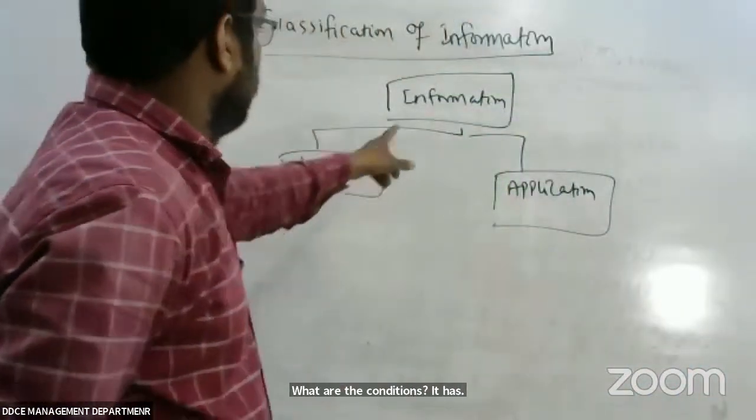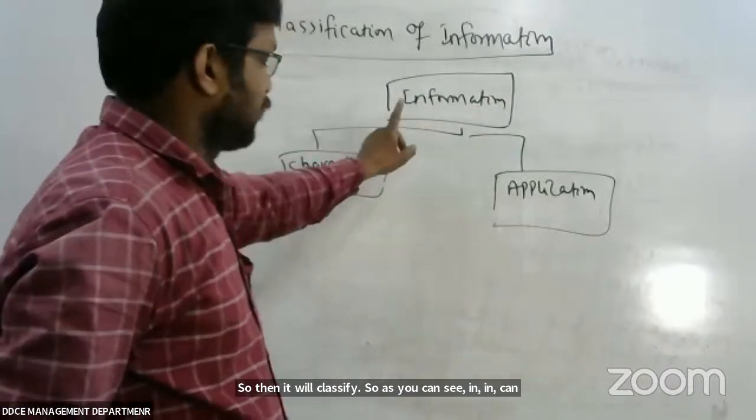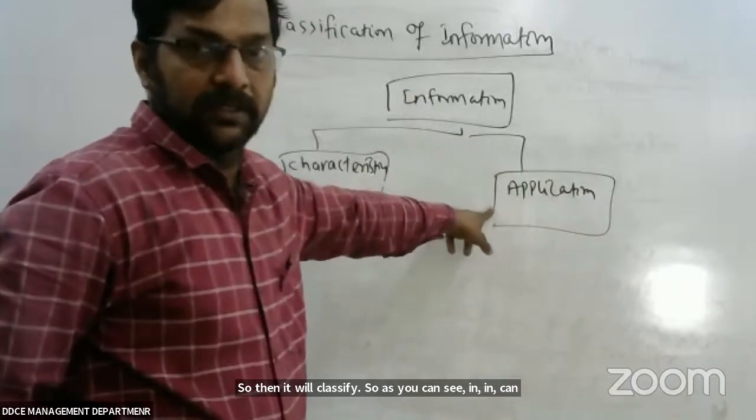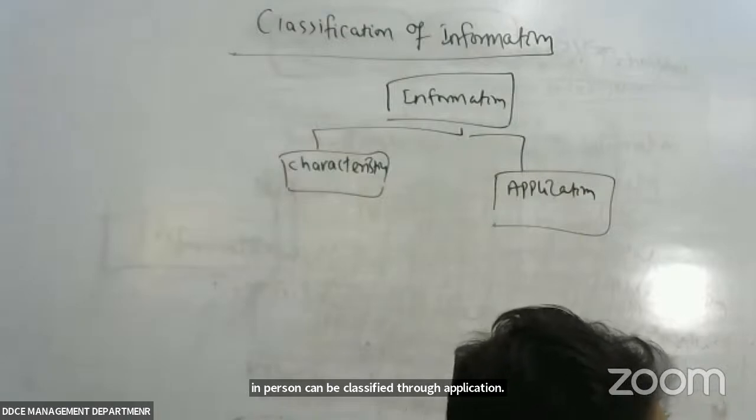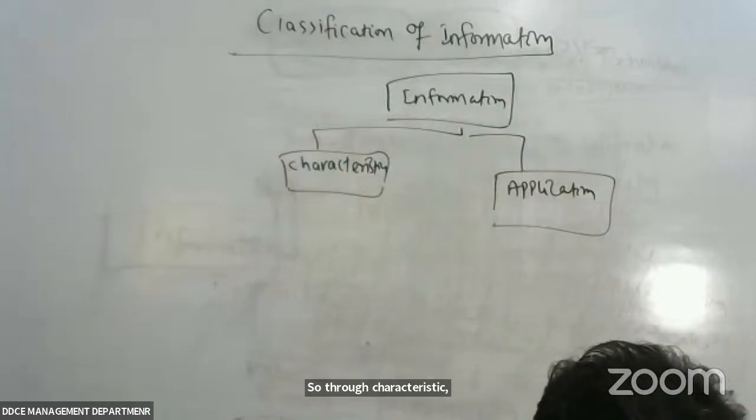So information can be classified through characteristics and through application. Now come to the part, information classification through characteristics.